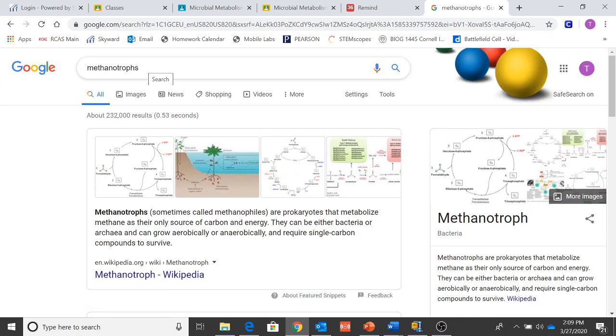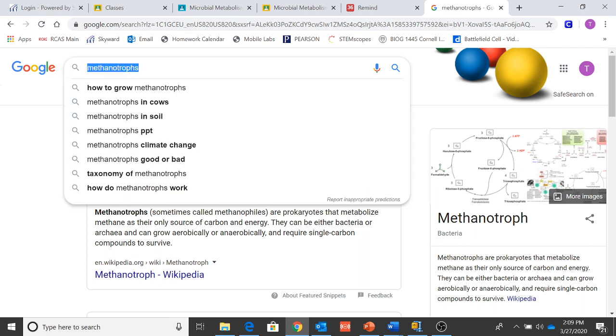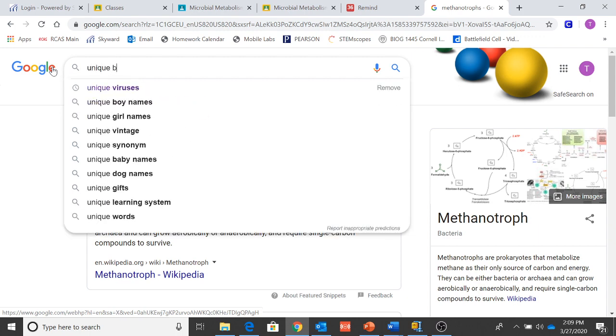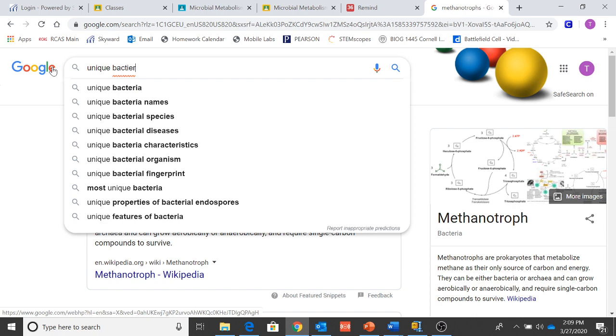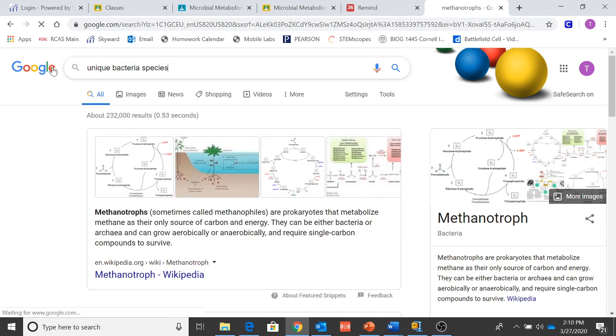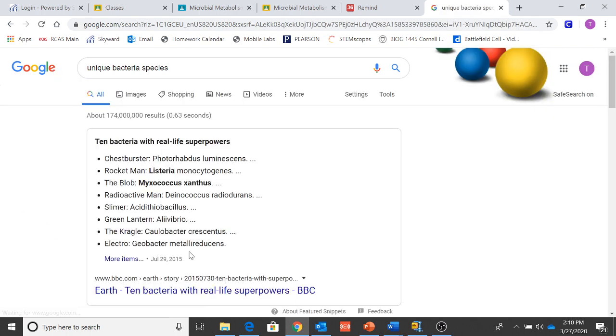I guess my point is there really is a ton of bacteria. You could even try different types of flesh-eating bacteria if you wanted to. And just kind of look at unique bacteria species. You can look at some of these things that do some interesting things.